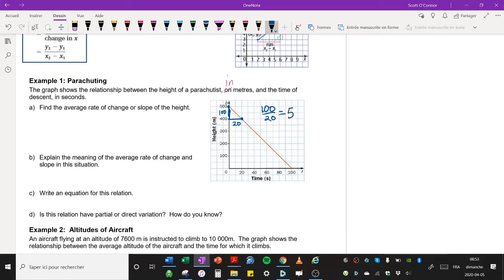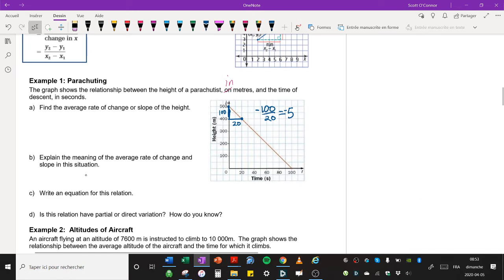But we should notice something, that we went down when we went from 500 to 400. So this is a negative 100. And negative 100 divided by positive 20 gives us negative 5. So our slope is negative 5.